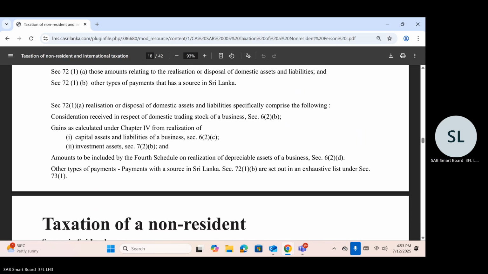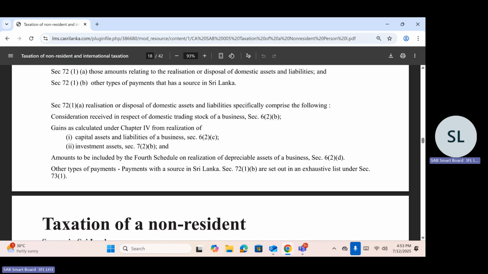Section 72 says the realization or disposal of domestic assets and liabilities is treated as a source in Sri Lanka. Domestic assets means assets in Sri Lanka. If somebody is selling assets in Sri Lanka, it is treated as there being a source in Sri Lanka.